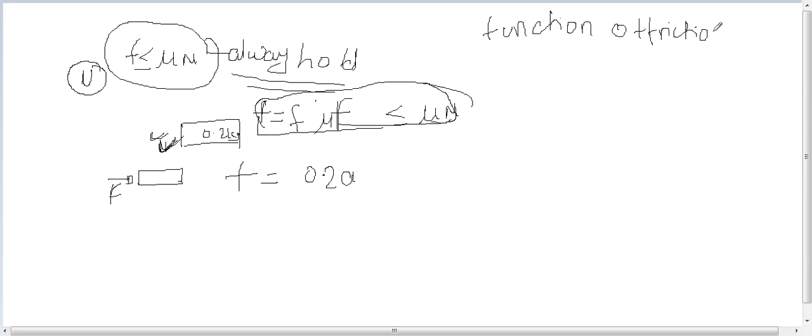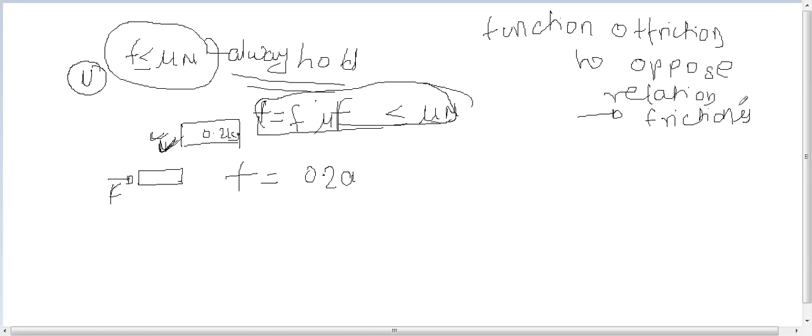The function of friction is to oppose relative motion. So there are two possibilities. The first is that friction is able to do it, that is, friction is able to oppose the relative motion.